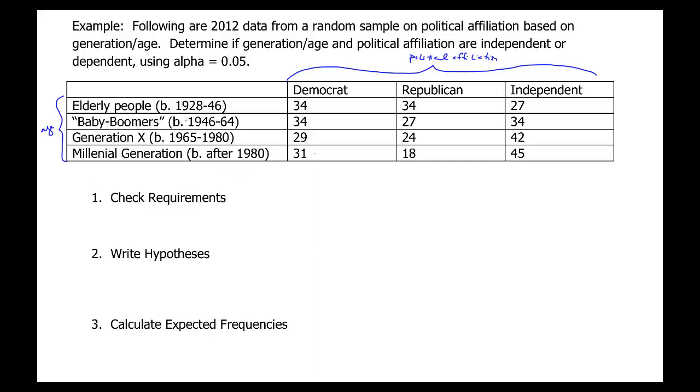The first thing you want to do is check your requirements. They're the same as for the goodness of fit test. So simple random sample, which we have, it tells us random sample in the problem. X is in categories, and that's true. We have categories of age and we have categories of political affiliation. And we need to know if the expected value is greater than 5 for each. And we're not sure of that at the moment, but we can come back and look at it later. With numbers as large as what's in the table, you can be pretty sure that that will be true. If you had numbers that were a little smaller, you might want to calculate some before you continue.